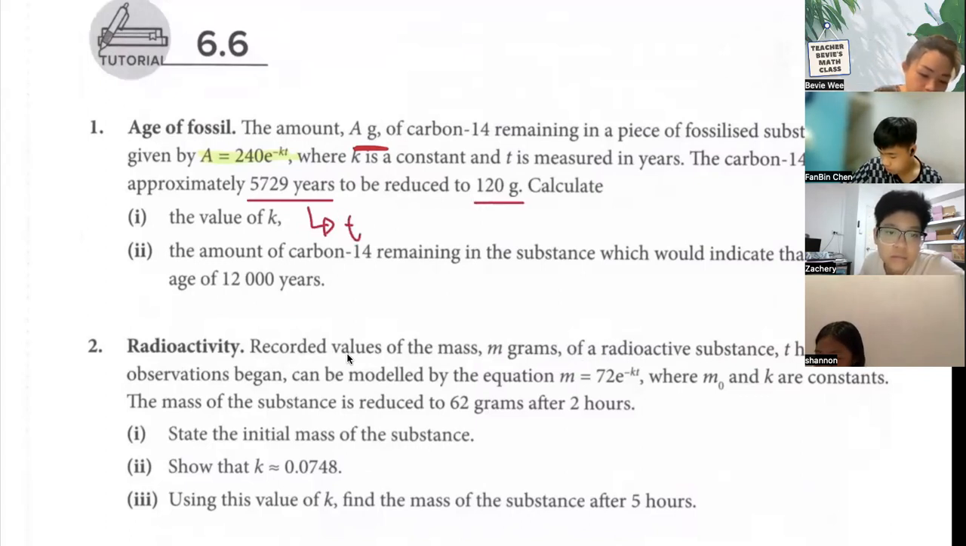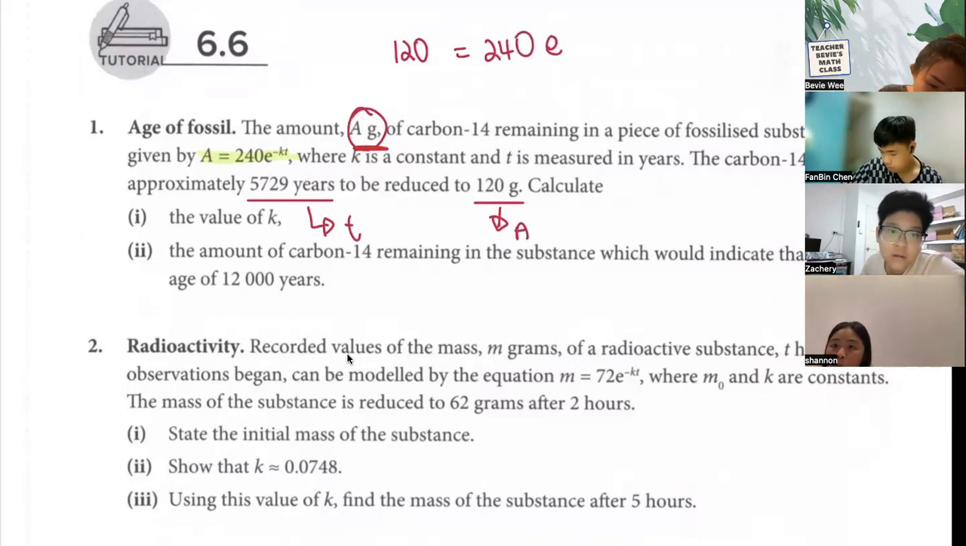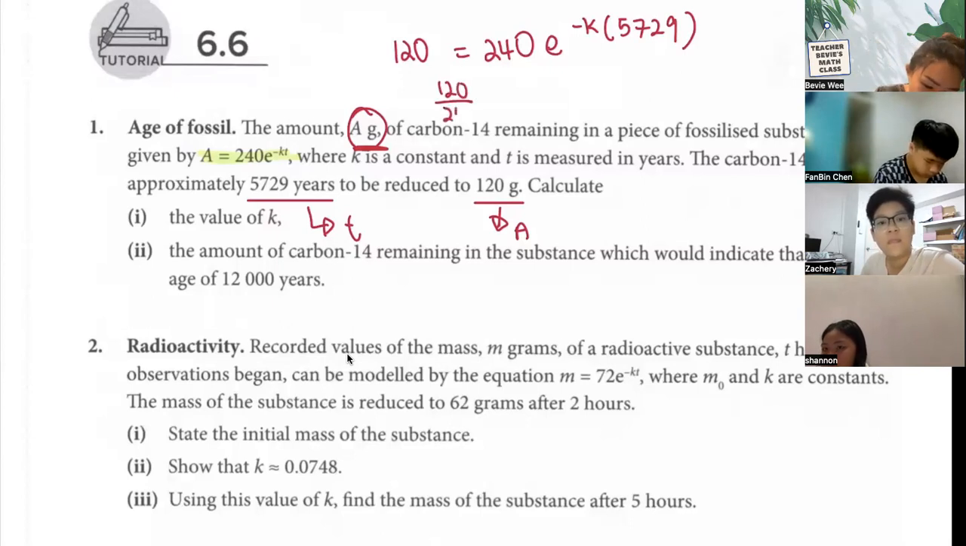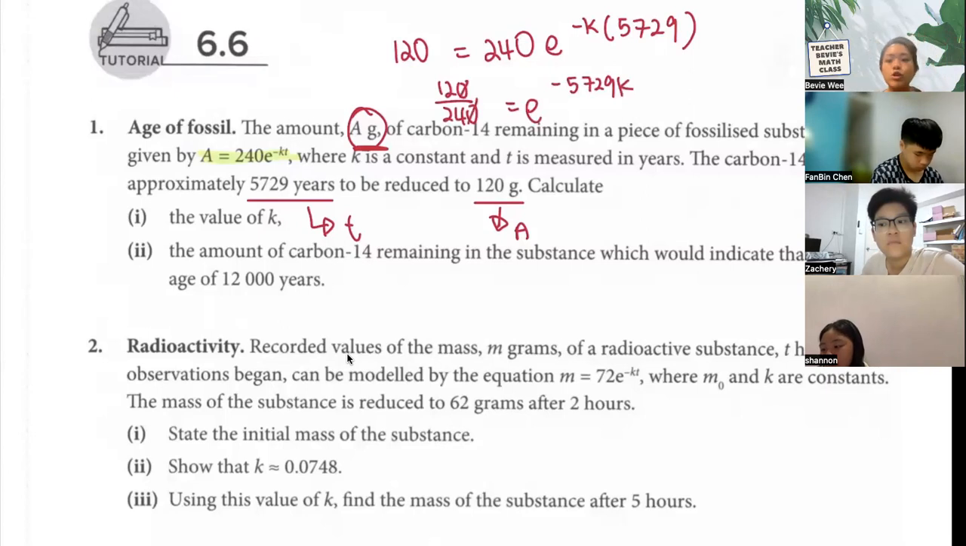Reduced to 120 grams. That is my A. So I'm just going to plug it in. 120 equals 240 e to the power of minus K times 5729. From here, does it look like something we just did earlier? Yes, I only got one unknown. I bring the 240 over first. So 120 over 240 equals e to the power of negative 5729k. From here, help me solve for the value of k. It's the same as what we just did.